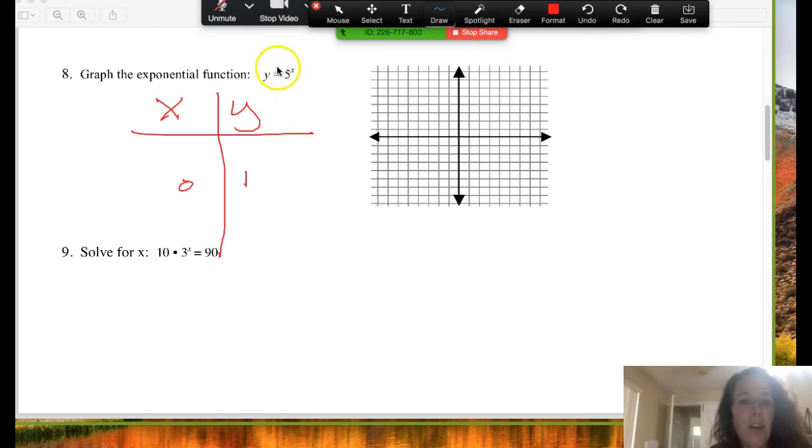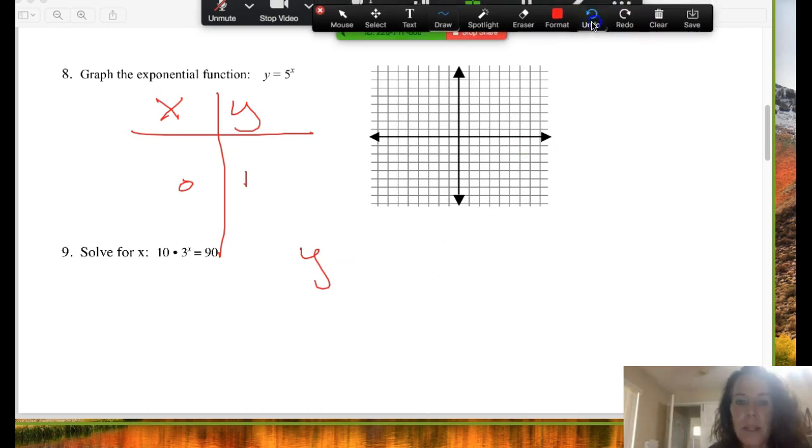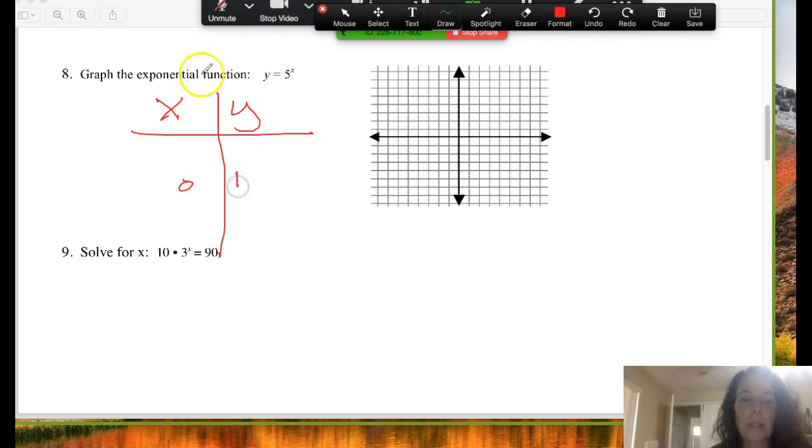If you have an a value here, if I plug in 0, I would get out the a value. Meaning if I had something like y equals, I don't know, 10 times 5 to the x, if I plug in 0 here, I'm going to get out 10. Okay, so just be aware. But your basic function, you plug in 0, anything to the 0 power is 1. All right, now let's plug in 1. 5 to the first power is 5. Plug in 2, 5 squared is 25. You can see this is going to go up really fast. It's already off my graph.